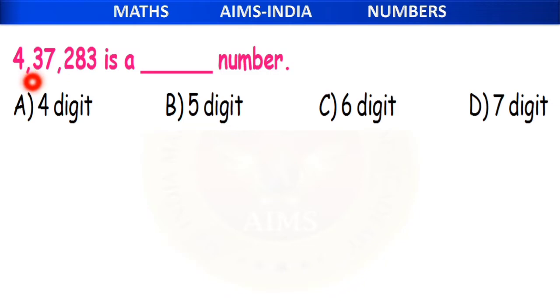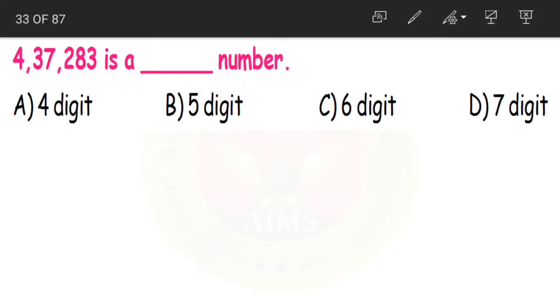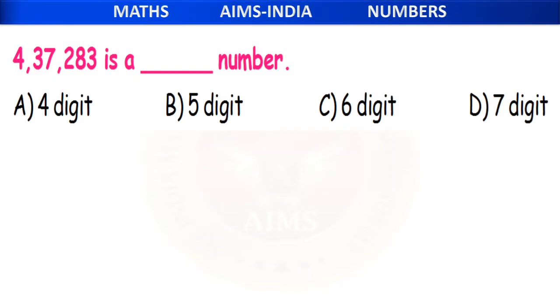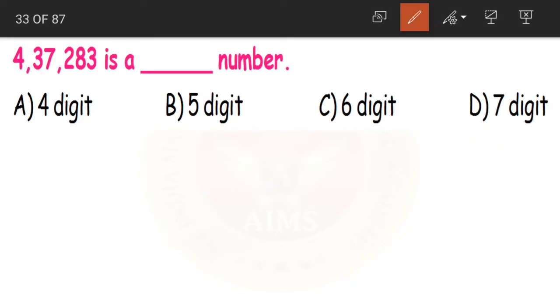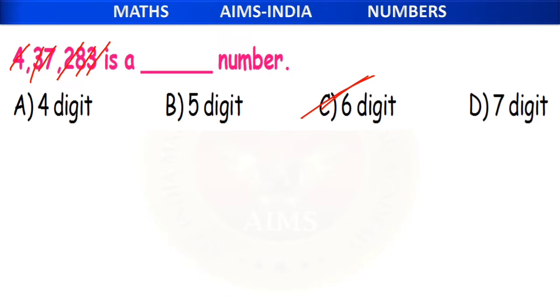Next, 437,283 is a dash number. Option A, 4 digit number. Option B, 5 digit. Option C, 6 digit. And option D, 7 digit. Now how to find out? Very simple, right? Count the number of digits. 1, 2, 3, 4, 5, 6. So option C, 6 digit is our correct answer.